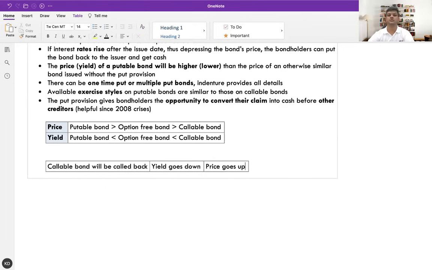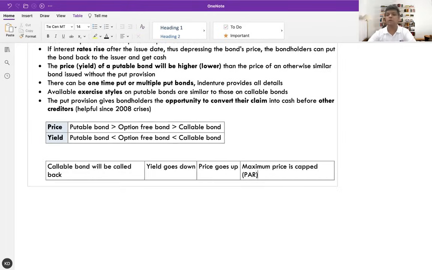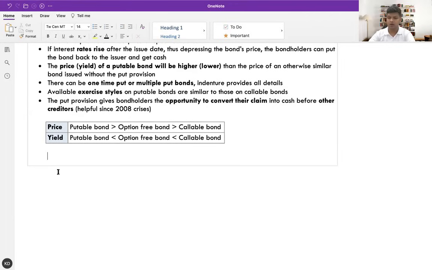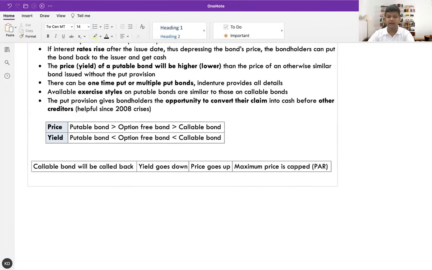Clear? Yes. So can I say the maximum price is capped? Let's say at par. So the bond's value will never go above par, isn't it? Are you getting it? Yes or no? Yes. Everyone, I'll repeat. Callable bond will be called back when the yield goes down or when the prices go up.